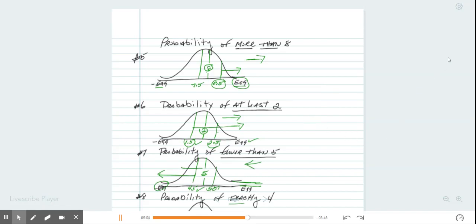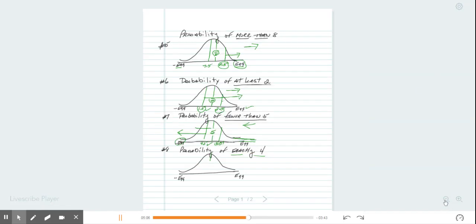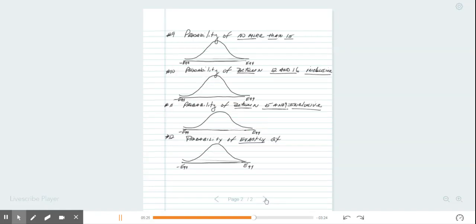The exactly problems, these are the easiest of all. I draw a vertical line, I put a 4, I subtract 5/10, I add 5/10. Exactly 4 means everything in between 3.5 and 4.5. This is my lower bound, this is my upper bound, and we are in business.